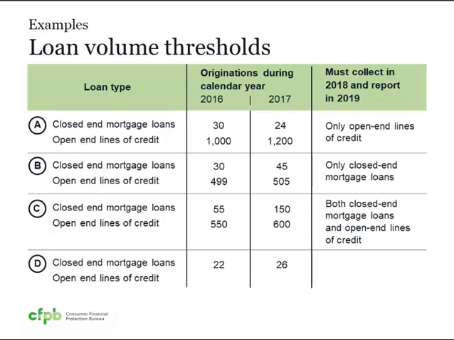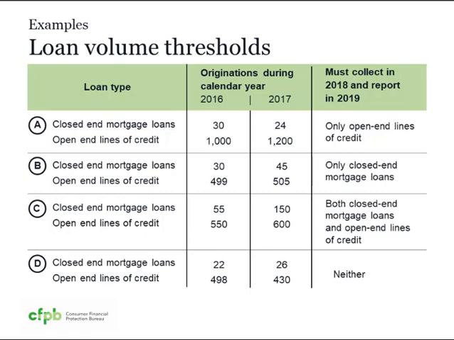Now let's look at an example of an institution that would not be required to collect and report data because its loan volume activity did not meet or exceed the threshold in one or both years. Institution D originated 22 closed-end mortgage loans in 2016 and in 2017, it originated 26 closed-end loans. In 2016, Institution D originated 498 open-end lines of credit, and in 2017, it originated 430 open-end lines of credit. Institution D will not be required to collect HMDA data for 2018 because it did not meet the loan volume test.